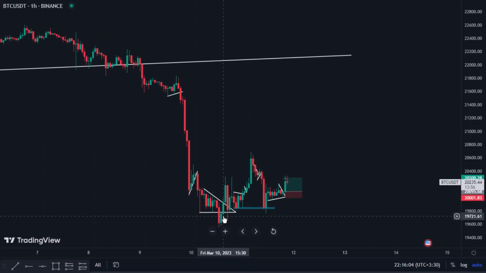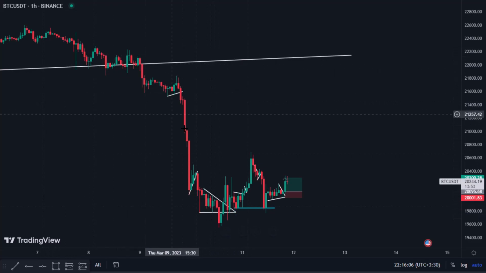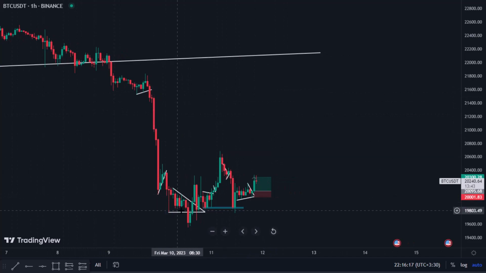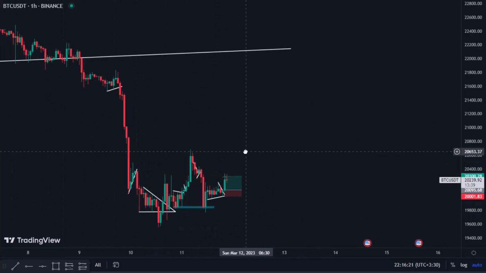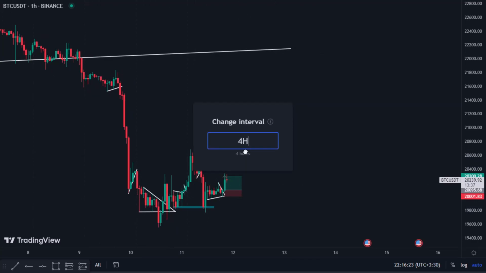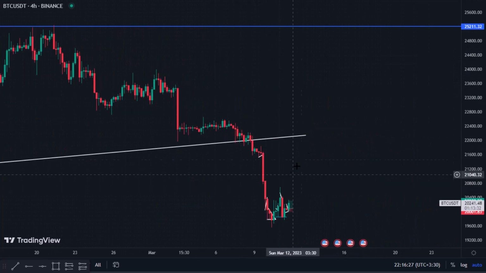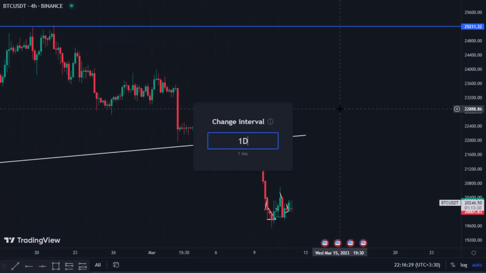I don't see any special thing here. The price dropped actually something like, let me see, I think it's about 8 or 9%. Okay, then we have a range like this. I don't see any special thing. Let me switch to 4 hour time frame. I also don't see anything here. Let me switch to daily time frame.